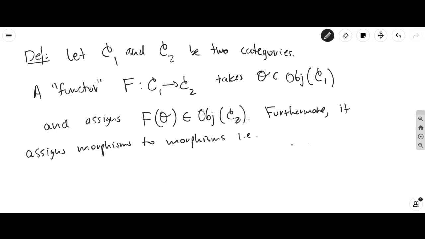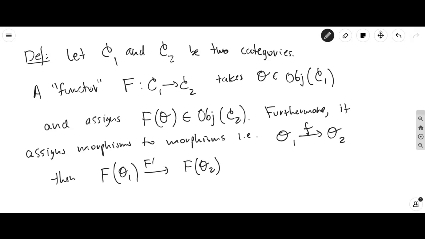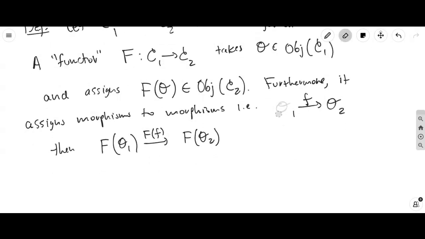In other words, let's say you have a morphism between two objects in your first category, then you also get a morphism between objects in your other category. So not only does it map an object to an object, it also takes a morphism between those objects and assigns a new morphism between their images.